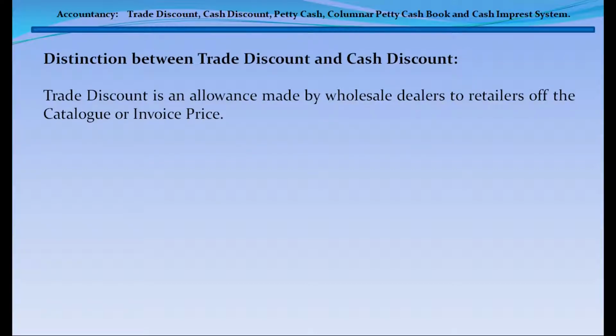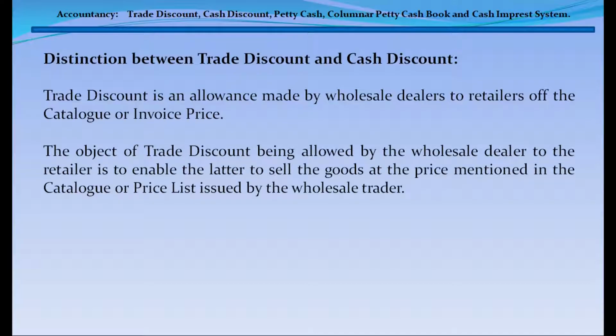Distinction between trade discount and cash discount. Trade discount is an allowance made by the wholesale dealers to retailers off the catalog or invoice price. The object of trade discount being allowed by the wholesale dealer to the retailer is to enable the latter to sell the goods at the price mentioned in the catalog price issued by the wholesale trader.